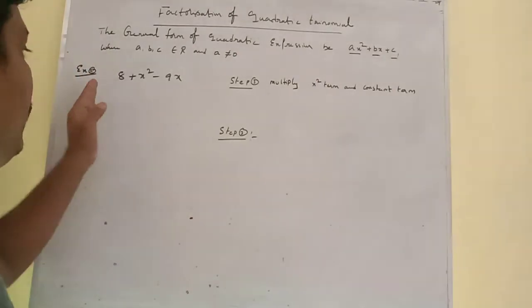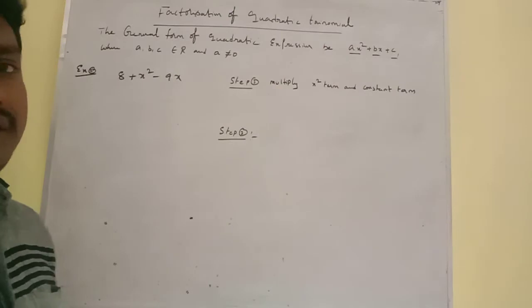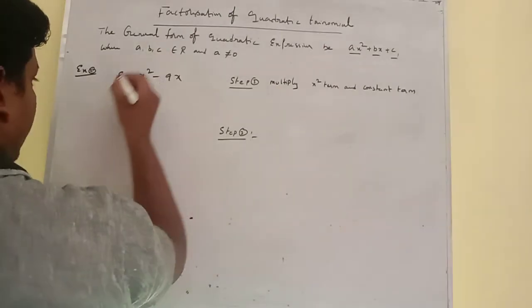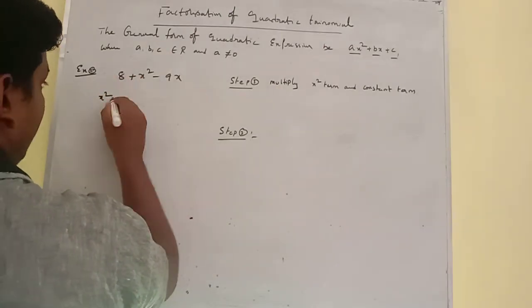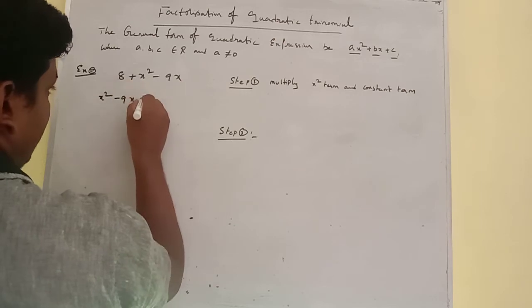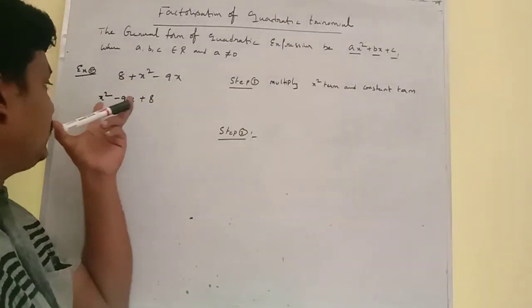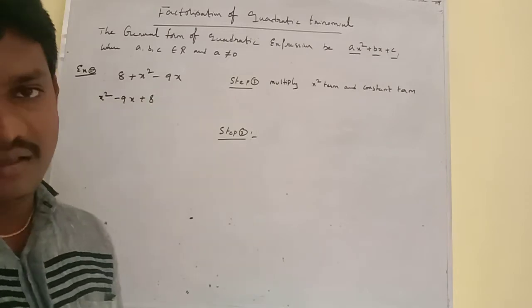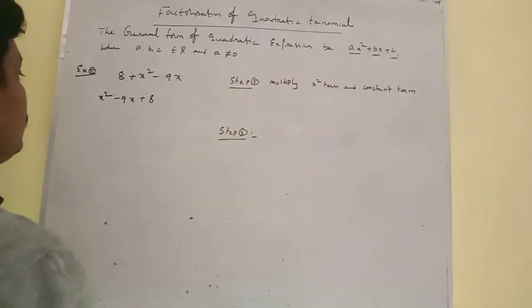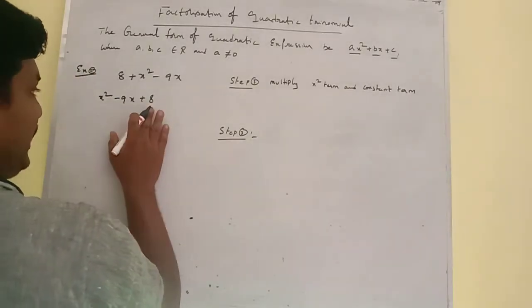First of all we are going to arrange the given terms in order. First the highest degree, that is x square, next degree that is 9x, next is plus 8. So this is now x square minus 9x plus 8. Here also the first term is x square and the constant is plus 8.